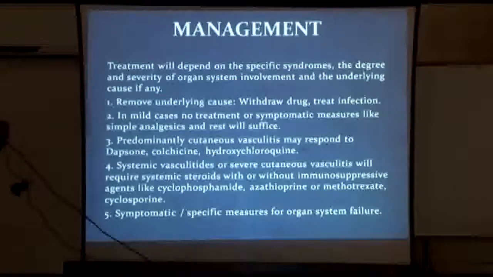Management: steroids are the sheet anchor. Bed rest of course we give. And as I told you, a very favorite drug for me is colchicine. I don't know whether Dr. Rajshekhar will agree. Colchicine is my very, very favorite drug. Next I go to dapsone. I don't much depend on the other immunosuppressants.